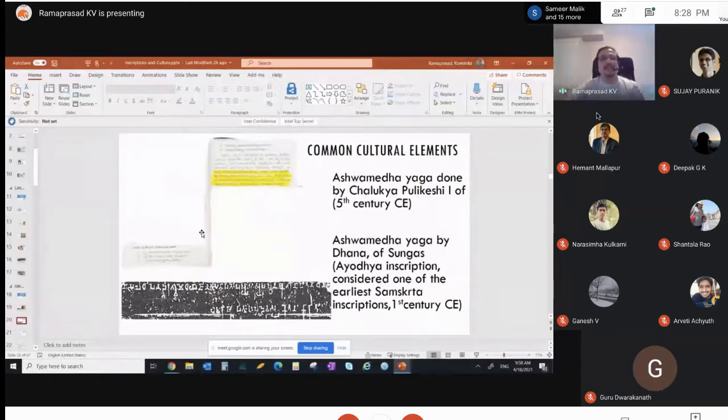For example, this is an inscription from Chalukya Pulikeshi in Badami, which tells that he performed an Ashwamedha Yaga. And this is an Ayodhya inscription from a Shunga king called Dhana, and this is considered, as I said, one of the earliest Sanskrit inscriptions. This also tells about the king doing an Ashwamedha Yaga. So it's basically these common traditions that went across the country.